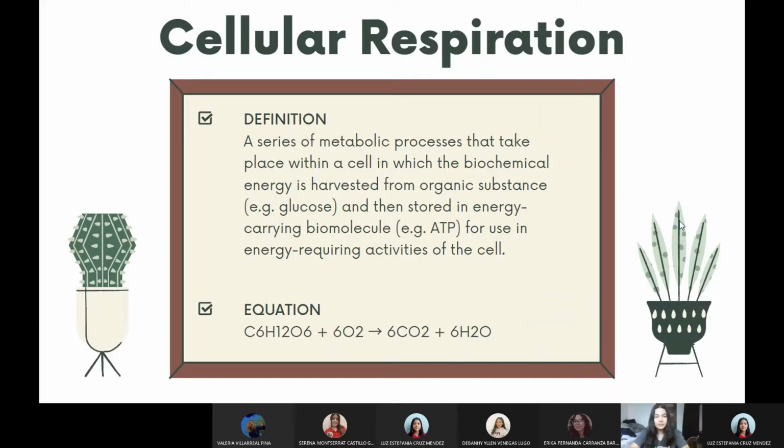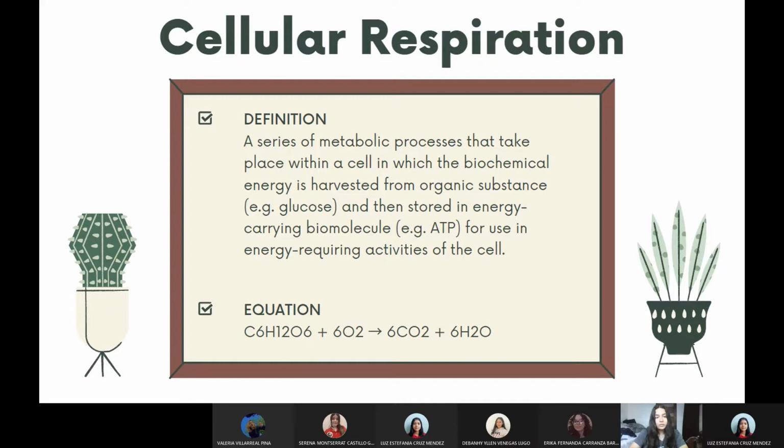And now the following topic is cellular respiration. The definition is that it is a series of metabolic processes that take place within a cell in which biochemical energy is harvested from organic substances, for example glucose, and then stored in an energy-carrying biomolecule, which is ATP, for use in energy-requiring activities of the cell.